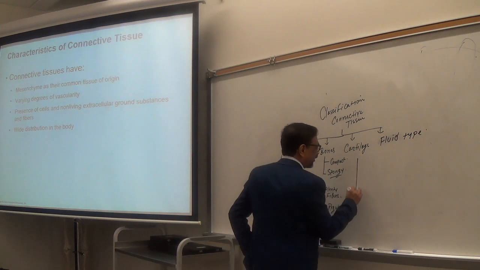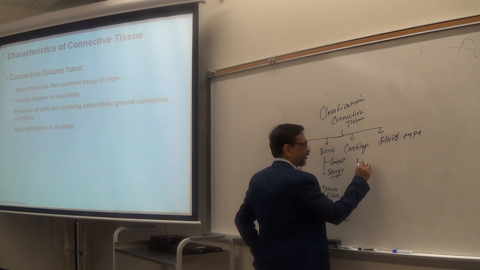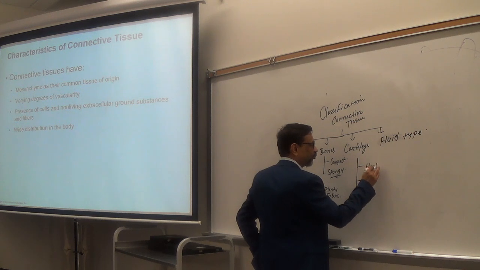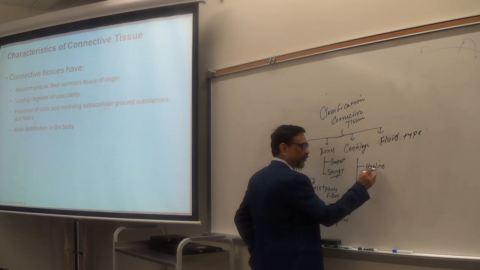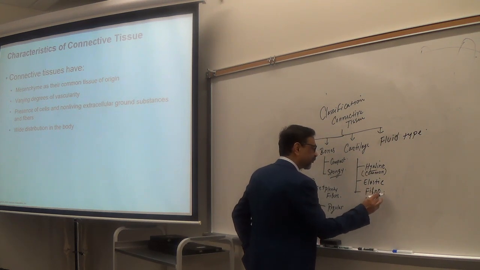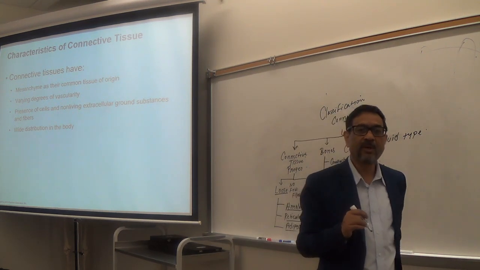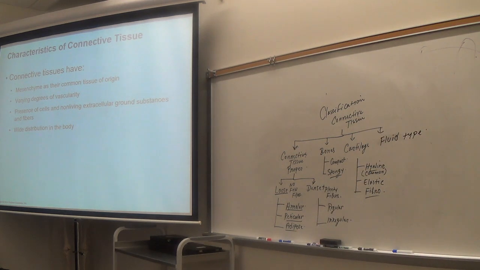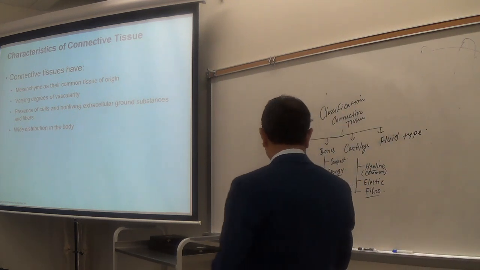How many types? Three. Hyaline, which is most common. Elastic and fibrocartilage. So these are three types of cartilage. Hyaline is the most common. Most of the cartilages are hyaline type cartilage. Okay. Elastic, only few structures, and fibro also only few structures.